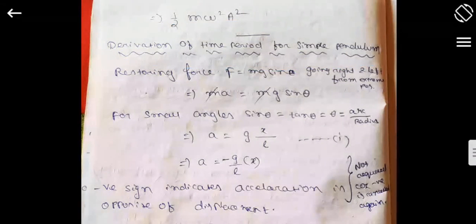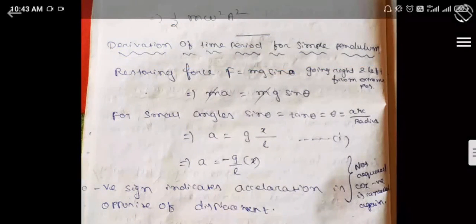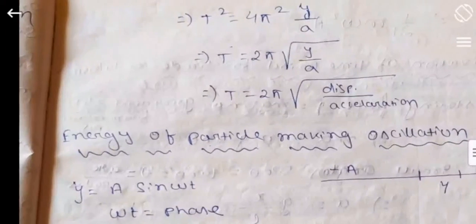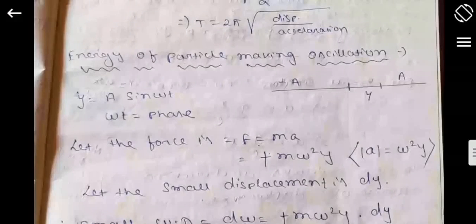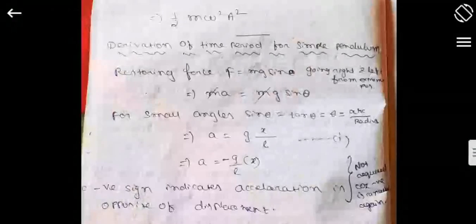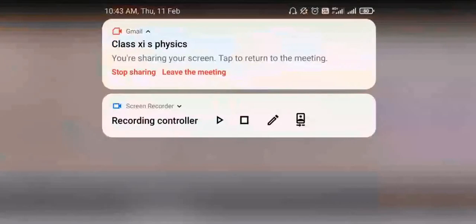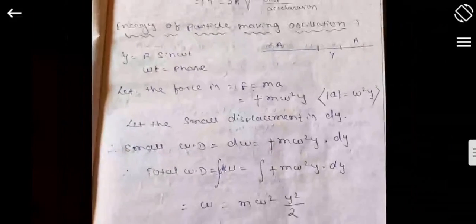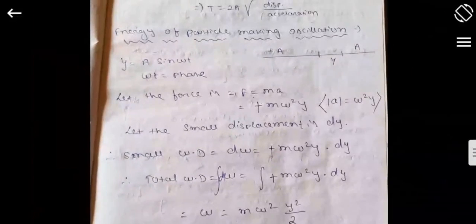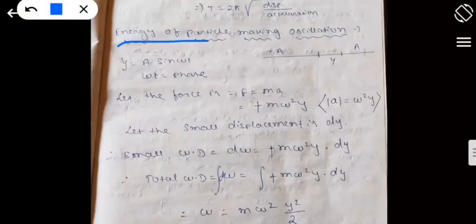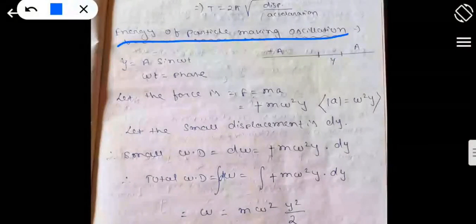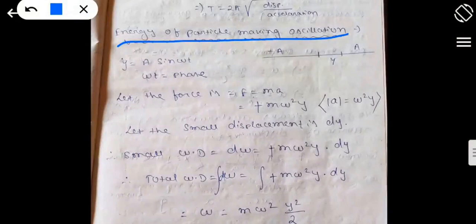Now, there is another long question we are going to study. There are two long questions in this chapter. One is the time period, as I told you. Which time period? This is the formula, derivation of time period. Another long question is this one, that is the energy of a particle making oscillation. That one we need to find.